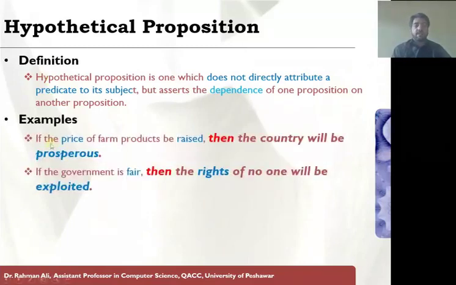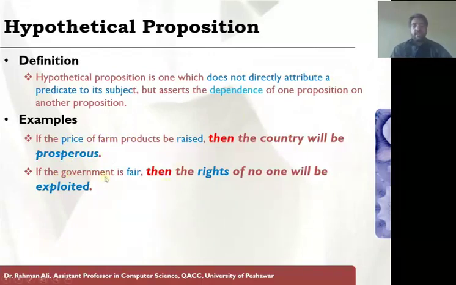Let's take an example. From here to here, and the bold part after "then", these are two separate propositions. If the price of the farm product is raised, then the country will be prosperous. Now, if the first part, which is represented by F, is true, then the second part will be true. So these two propositions depend on each other. Depending on each other means that for the final output to be true, if the first part is true, then the second part will also be true. If the price of farm products is raised, definitely it means that the country will be prosperous.